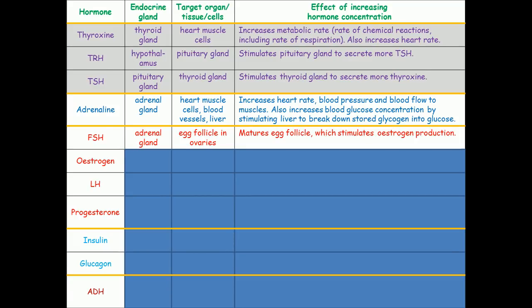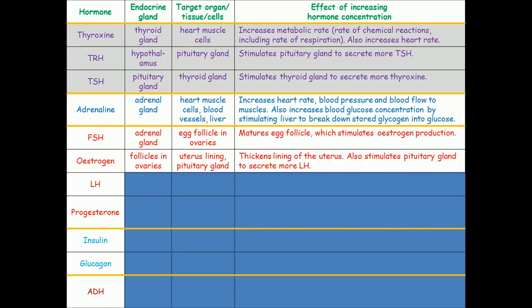FSH is secreted by the pituitary gland and has an effect on the egg follicle in the ovaries. It causes the egg follicle to mature, and this also stimulates estrogen production. Estrogen is secreted by follicles in the ovaries. It targets the uterus lining and the pituitary gland. It causes the thickening of the lining of the uterus. It also stimulates the pituitary gland to secrete more LH.